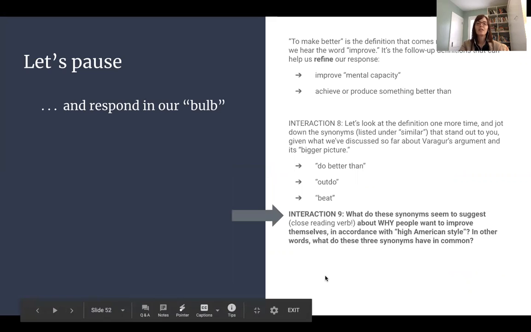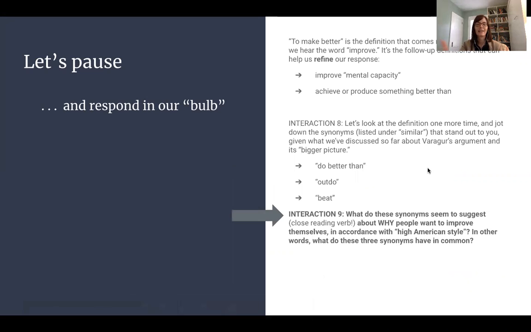Okay, so what do these particular synonyms that we pulled out here seem to suggest? Again, notice our close reading verb, right? So we're phrasing close reading questions, asking why, right? That will then prompt us to take our close readings another step or two further. Okay, so what do these synonyms seem to suggest about why people want to improve themselves in accordance with high American style? In other words, what do these three synonyms have in common?